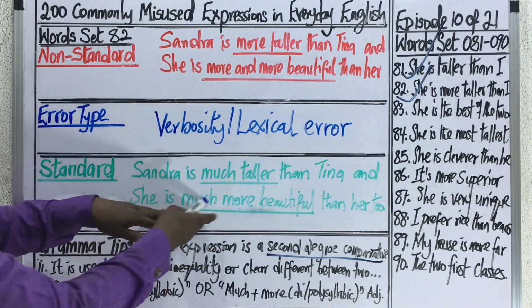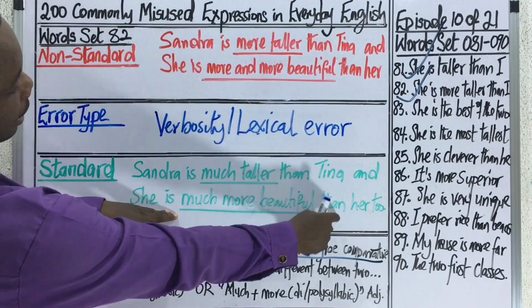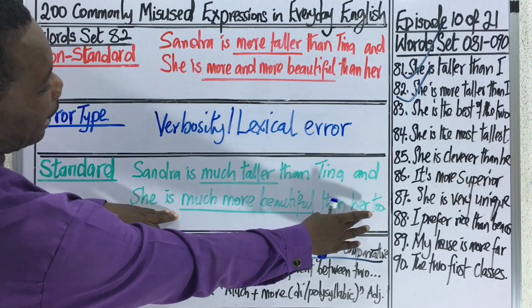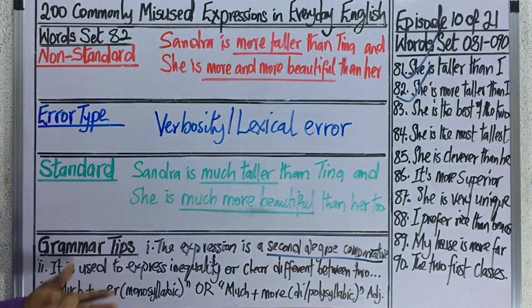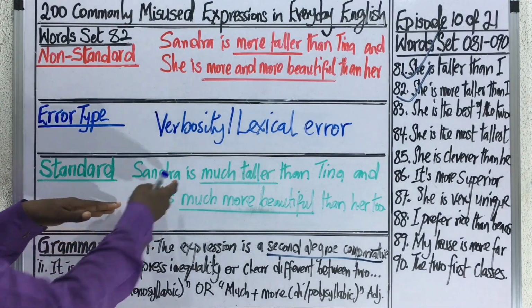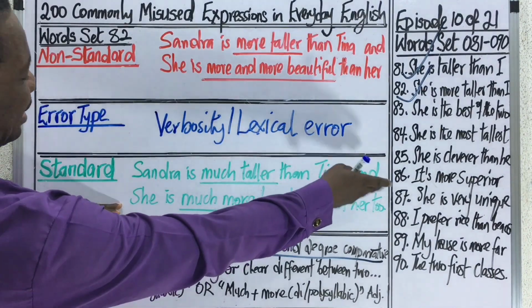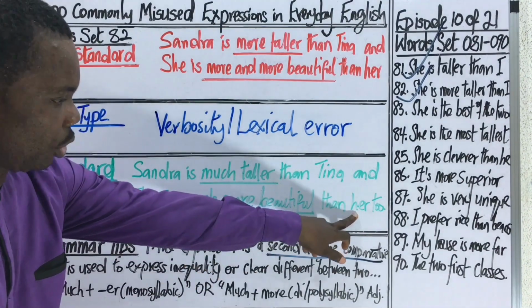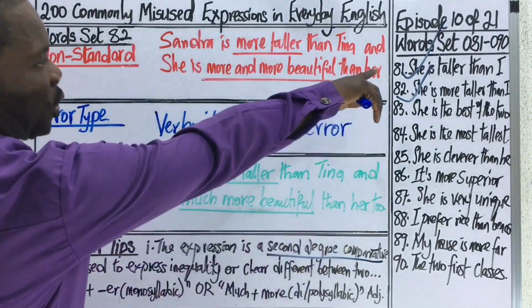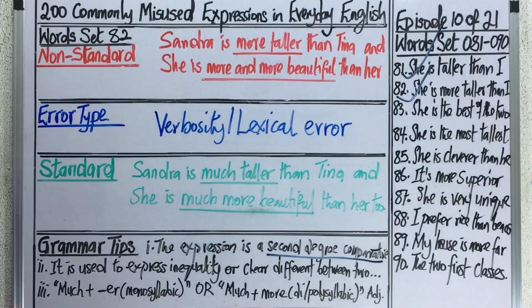Remember, like we discussed under word set 81, that when you use "than," then a subject personal pronoun shouldn't be used here. Like in a case where someone is going to say something like, Sandra is much taller than Tina and she is much more beautiful than she, that will not be acceptable as explained under word set 81.